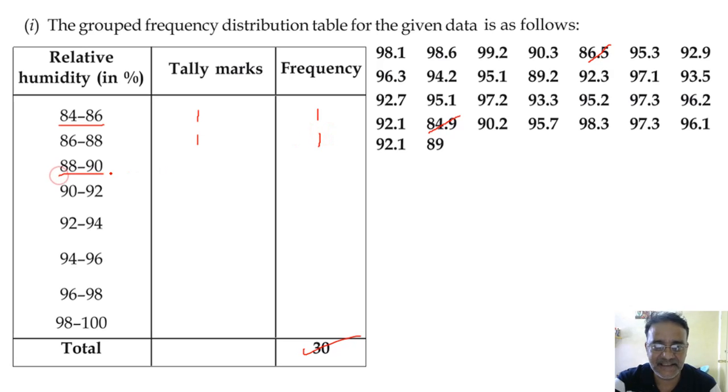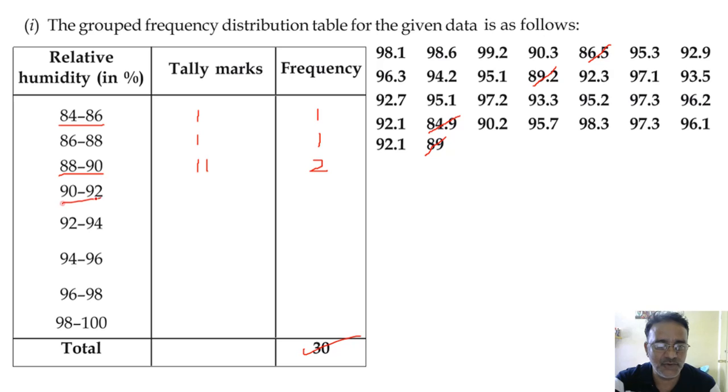88 to 90. 88 is included, 90 is not included. So first row, nothing is there. Second row, one number is there. And third row, nothing is there. Fourth row is also nothing is there. Fifth row, one number is there, 89. So only two numbers are there. So 2.